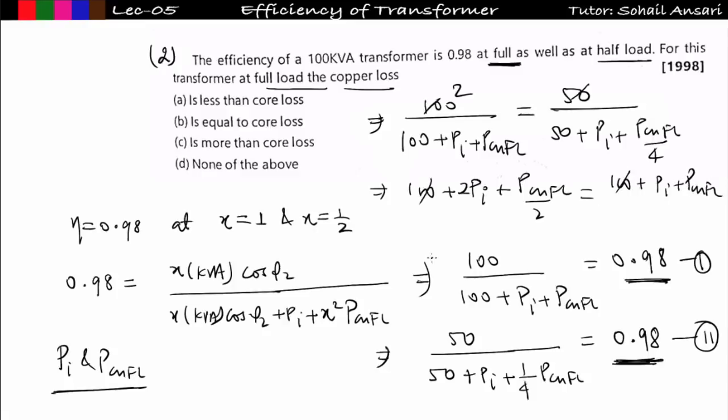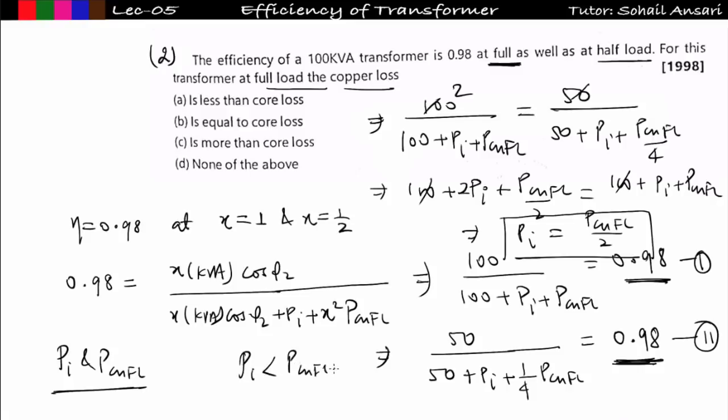So this 100 will get cancelled out, this Pi. Finally I am getting Pi is equal to PCU full load by 2. So finally iron loss I am getting less than the full load copper loss, right? From here I can say Pi is less than full load copper loss, and we have to find the relation between Pi and PCU at full load only. So iron loss is less than the copper loss, or we can say copper loss is greater than the iron loss, that is core loss. So option C is correct.